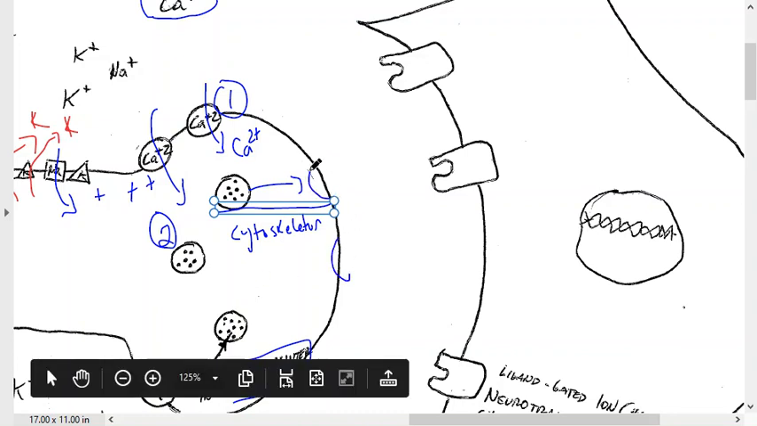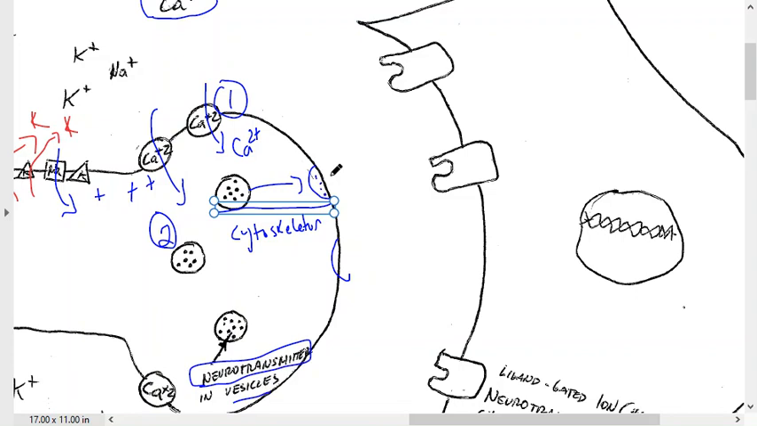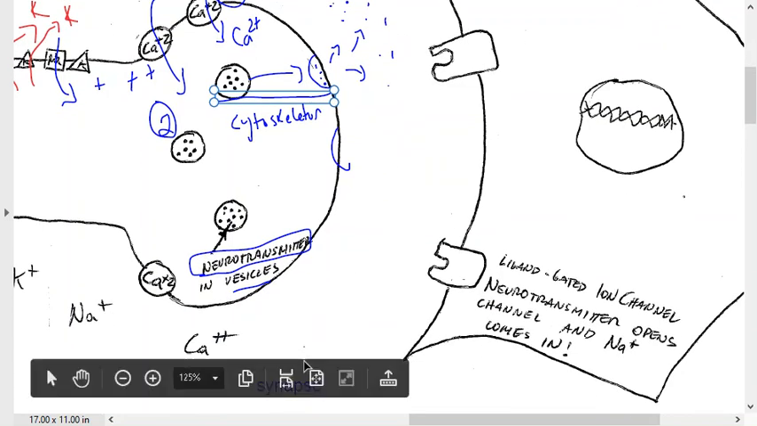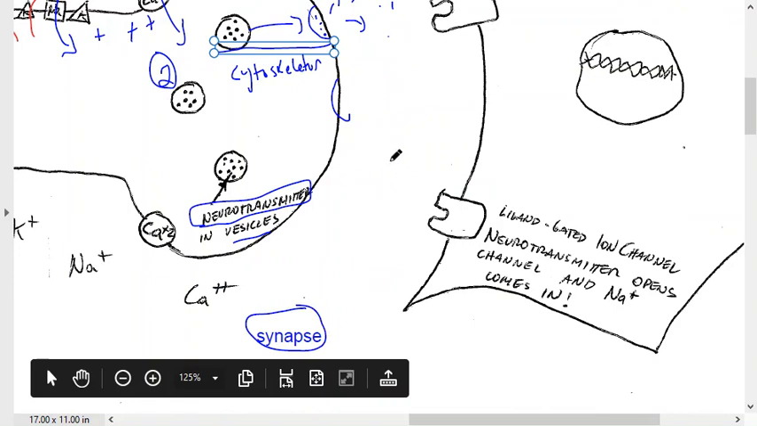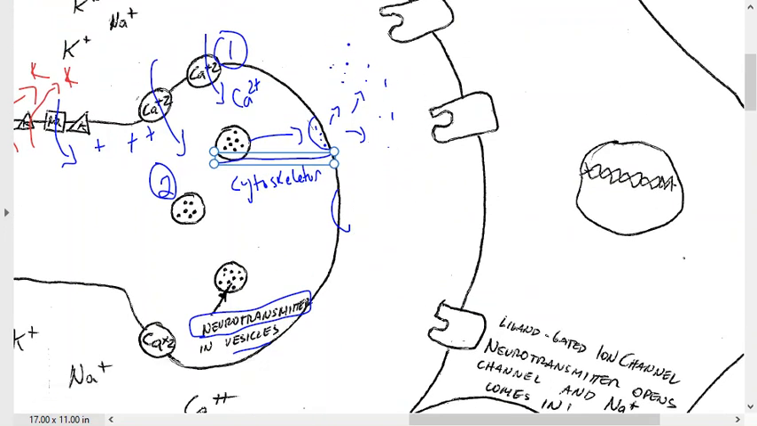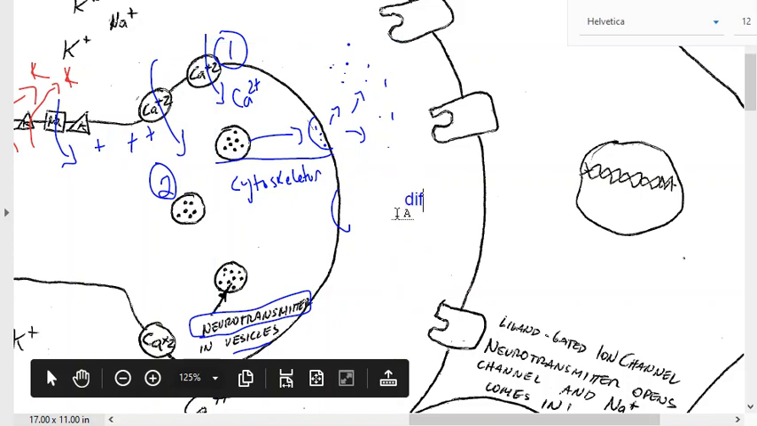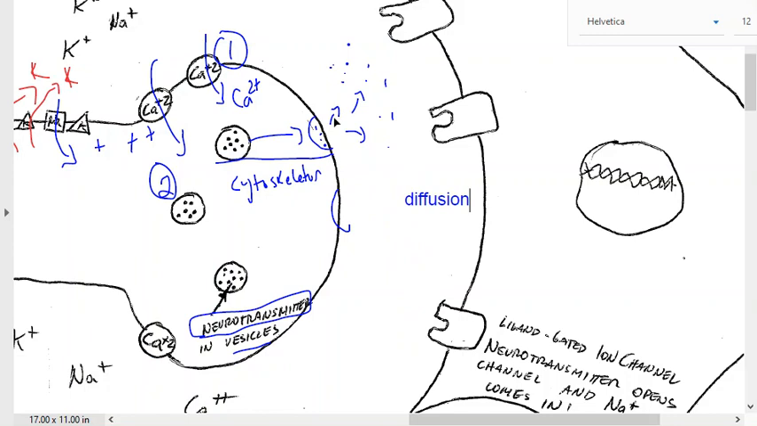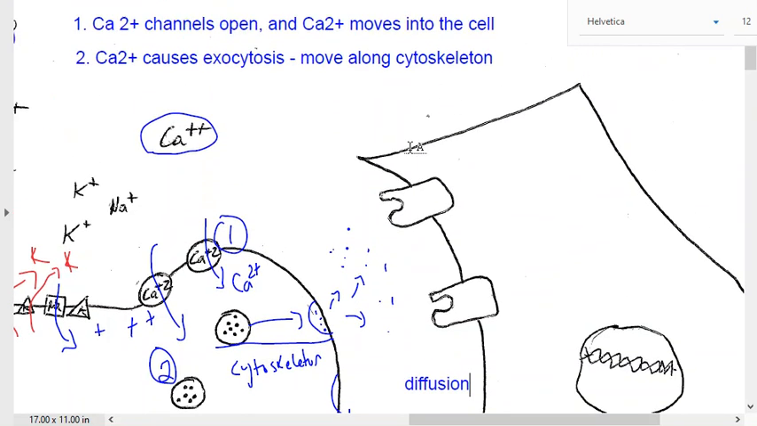They fuse with the membrane of the cell, and they release those neurotransmitters into the synapse, the space between adjacent neurons. And this is important. This is just diffusion. There's a high concentration of neurotransmitter coming out of the vesicle, and it diffuses into the synapse. So that is step 3. The neurotransmitter, I'm going to abbreviate that, is released.